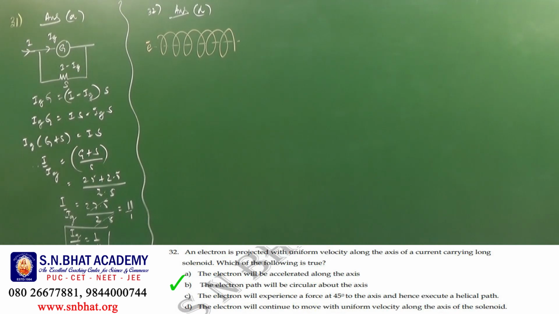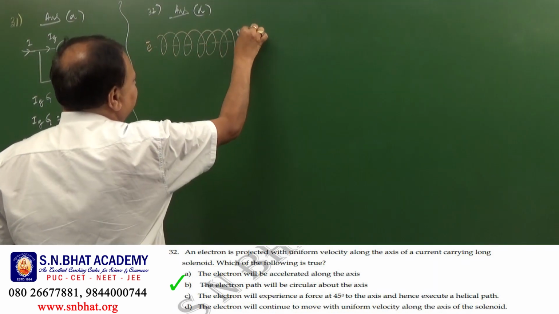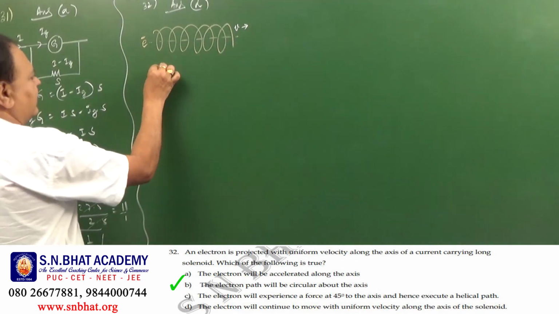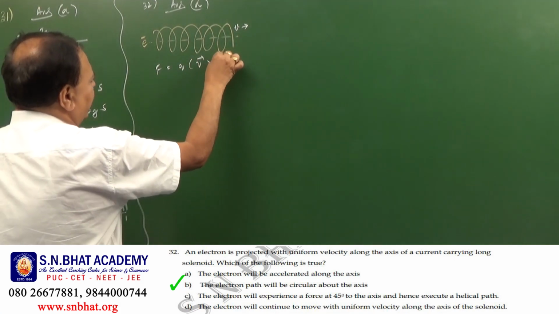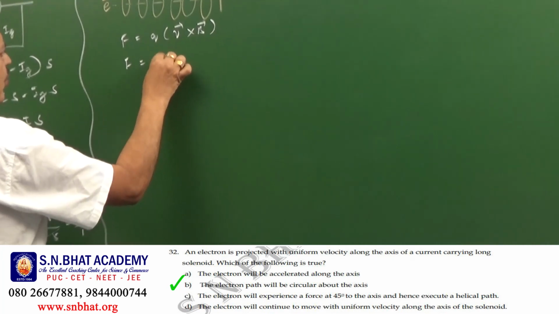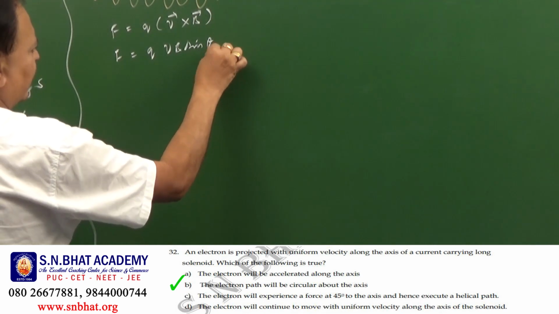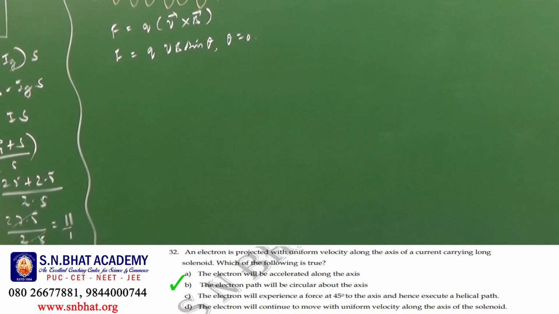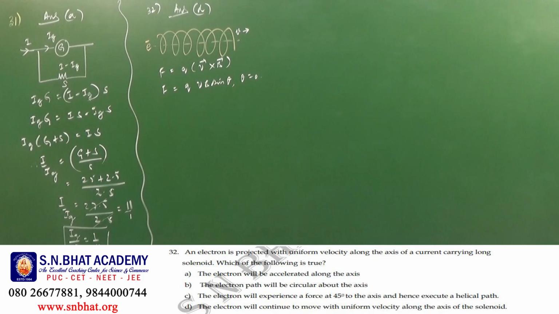The electron will continue to move with a uniform velocity along the axis of the solenoid. That's the answer for this question. The force is given by V cross B, and you know that F is equal to Q V B sin theta. When the electron moves parallel, theta is equal to 0 and therefore the force acting is also 0, so it continues to move parallel to the field direction. So the answer is D.